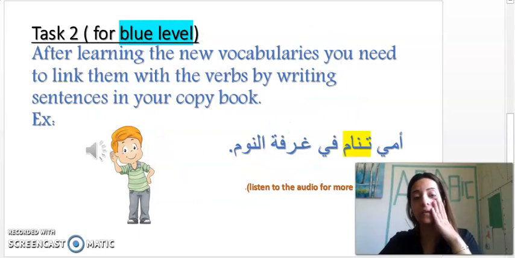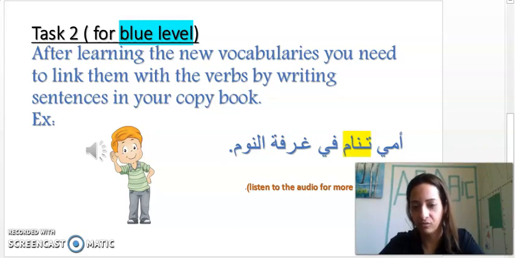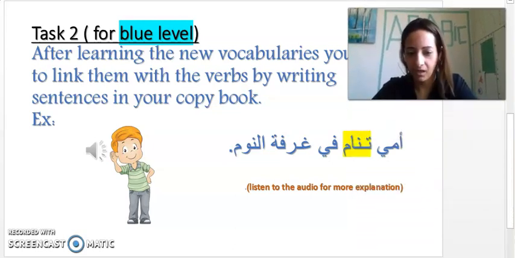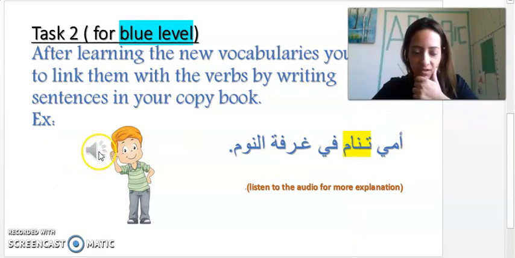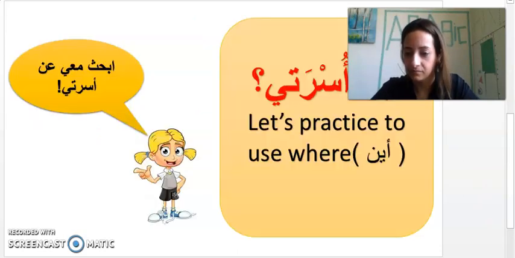Task 2, and this is for blue level. After learning the new vocabulary, you need to link them with the verbs by writing sentences in your copybook. And I give you an example. أمي تنام في غرفة النوم. And here is the explanation for the task already in audio. Now let's go for the next.